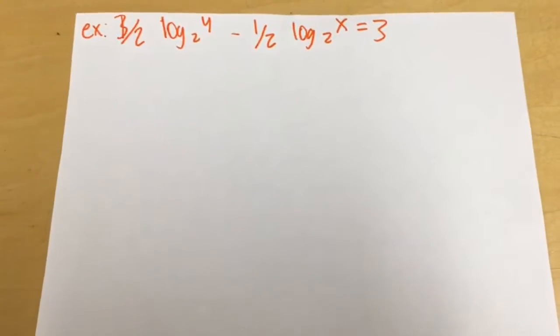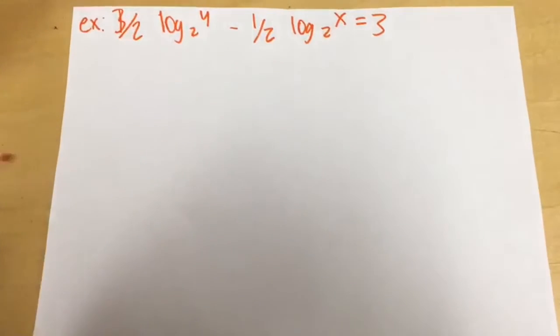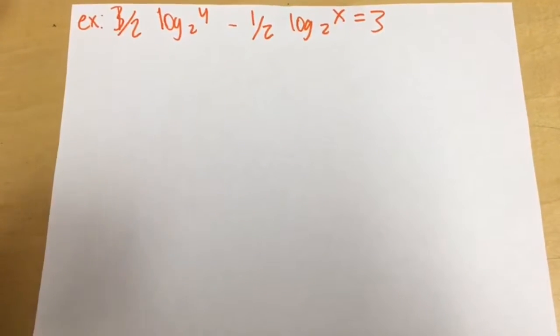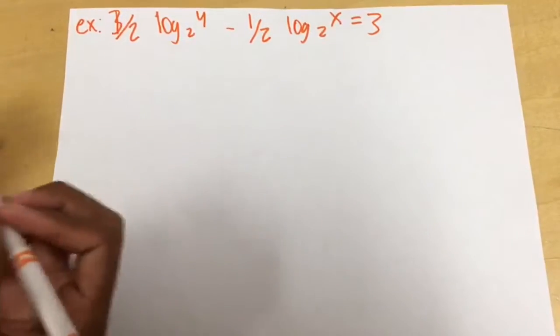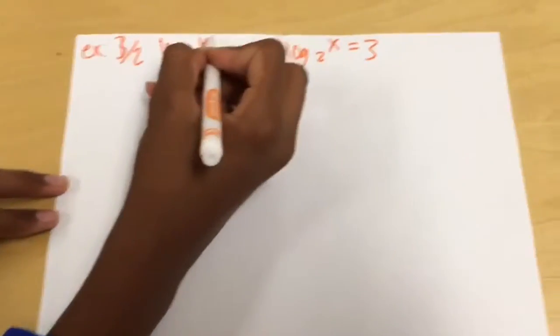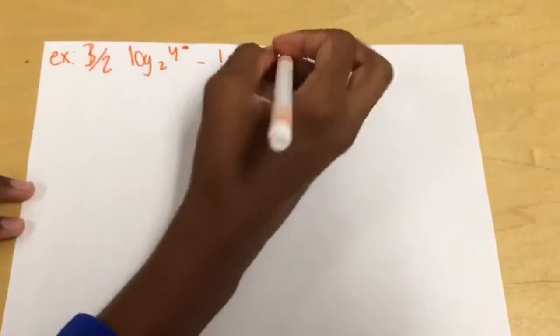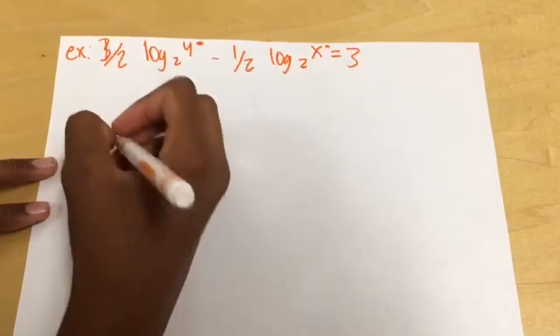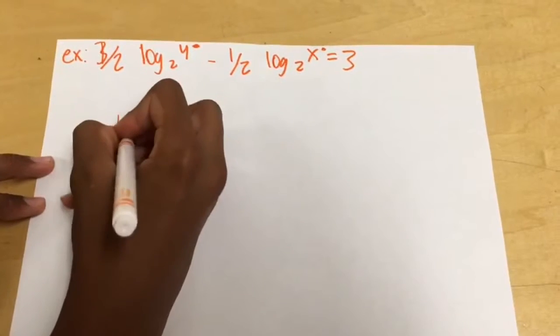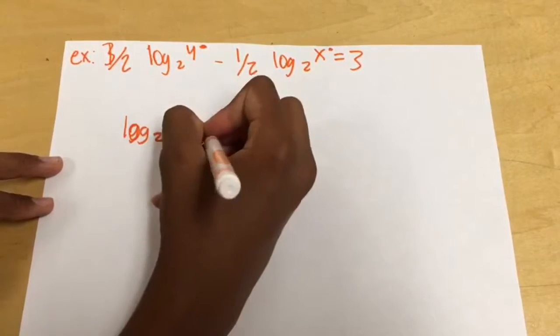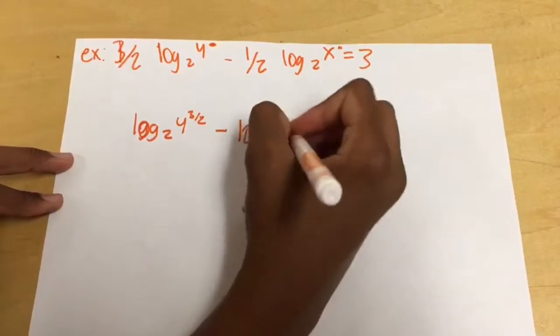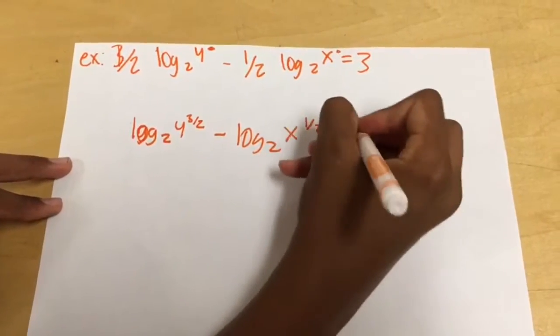And now I'm gonna do one other example right here. Alright, as you can see, this example, 3/2 times log base 2 of 4 minus 1/2 log base 2 of x equals 3. So what we're going to do first is take this 3/2 and move it up here to the exponents as well. And we're going to move this 1/2 up here with the exponents. So now we have log base 2 of 4 to the power of 3/2 minus log base 2 of x to the power of 1/2 equals 3.